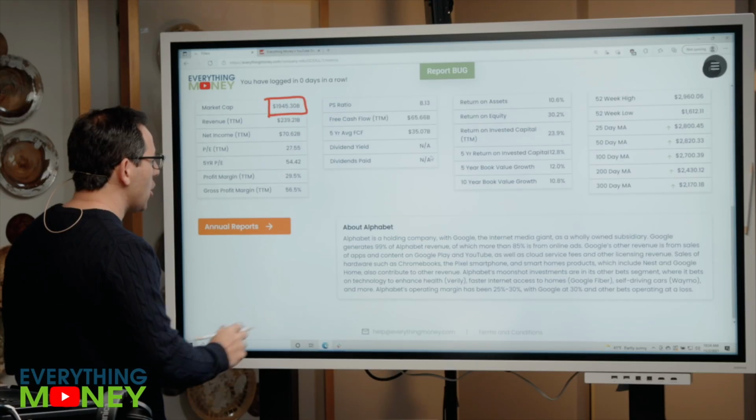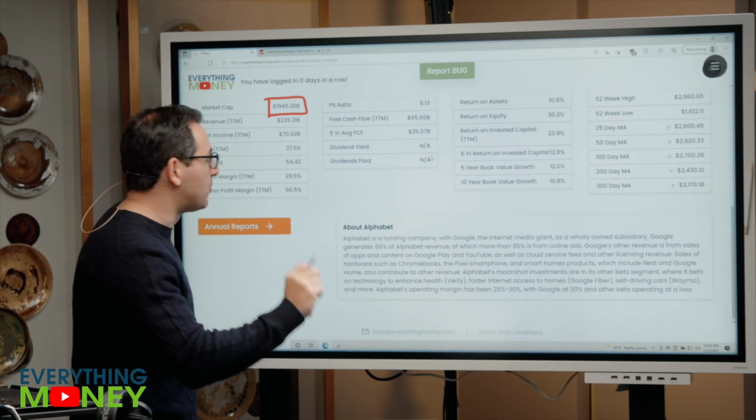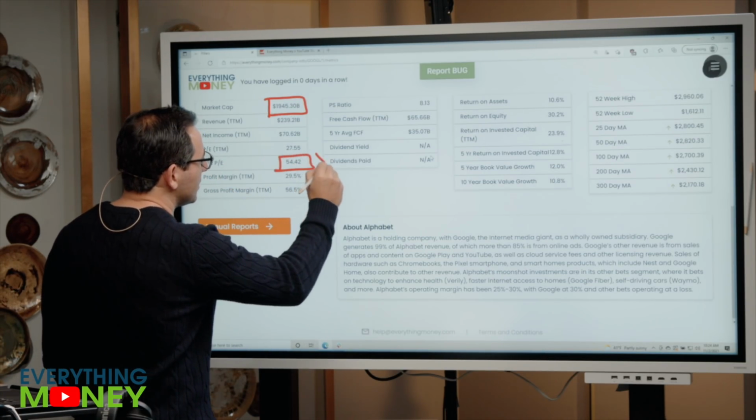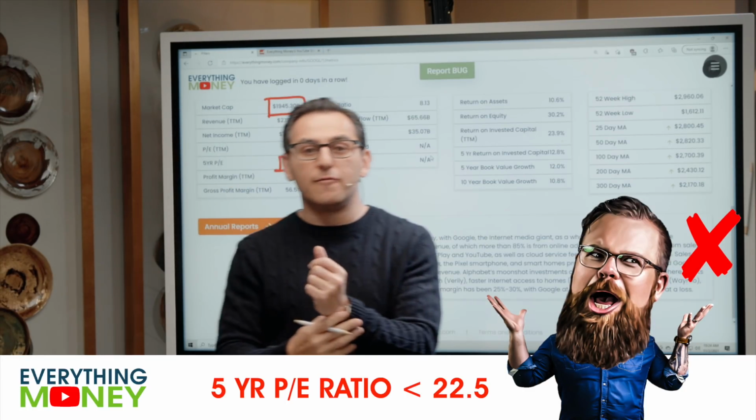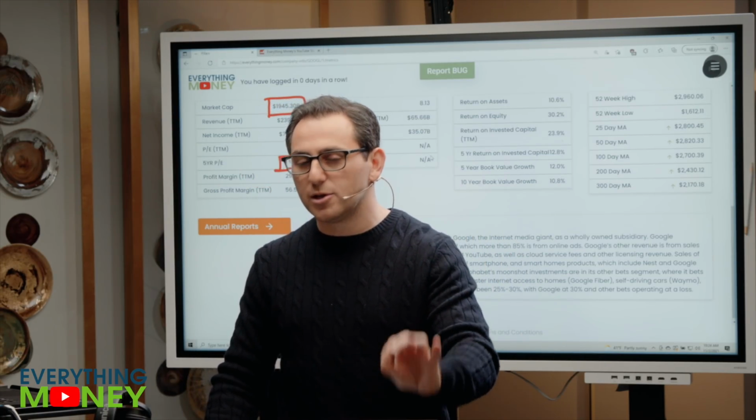Our first pillar, we want the 5-year PE of the company to be less than 22.5. Oh boy. It's 54. So it's expensive. Now, does this mean avoid? No, guys. Google is a fast-growing revenue business, fast-growing profit. I think it's an avoid.